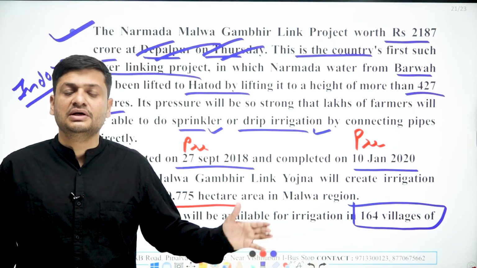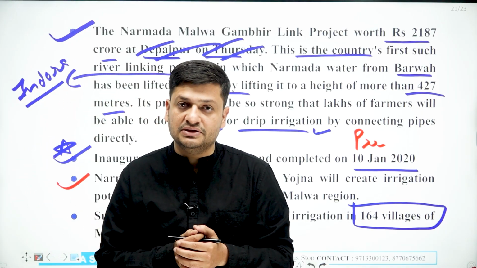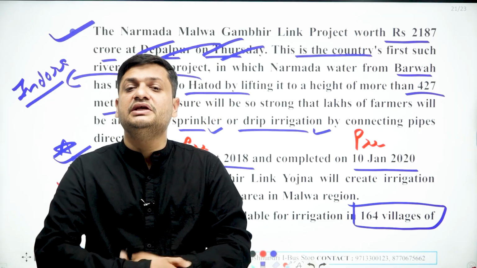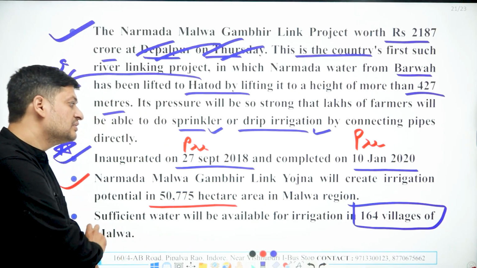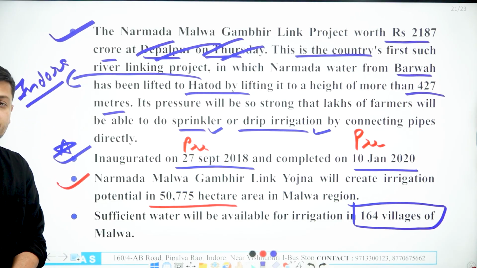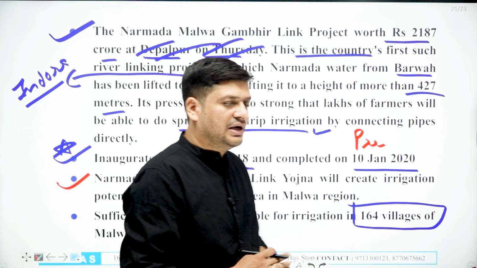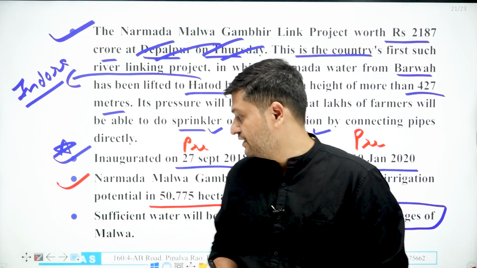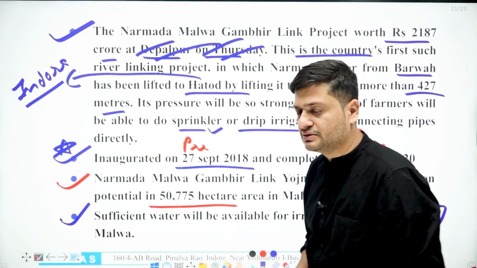So it is a humongous number, and these villages are of Depalpur Vidhan Sabha seat or Hato Tehsil and the nearby region. So it is a big area in which the irrigation facility has been made available. Please do remember the data, that is the 50,775 hectares. And apart from it, around 164 villages were getting direct benefit from this project, which is in the upper Chambal basin. So please do remember the benefits of this project.